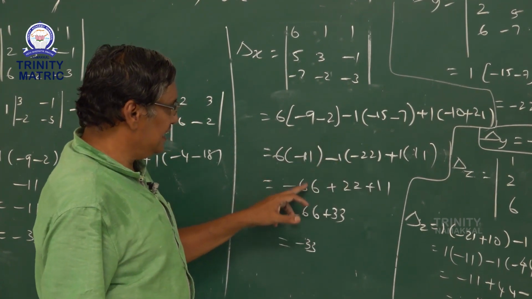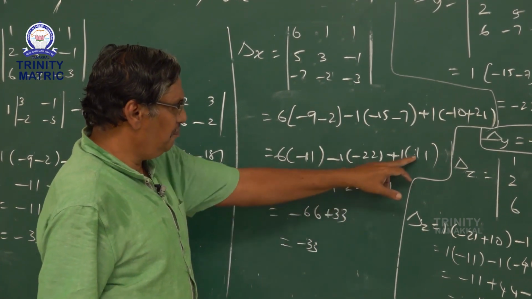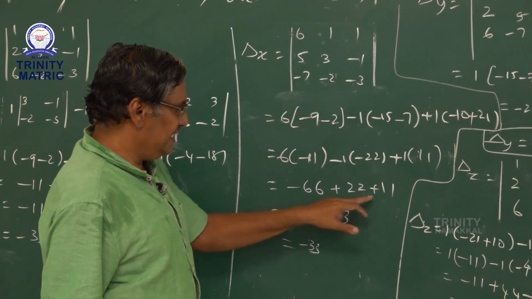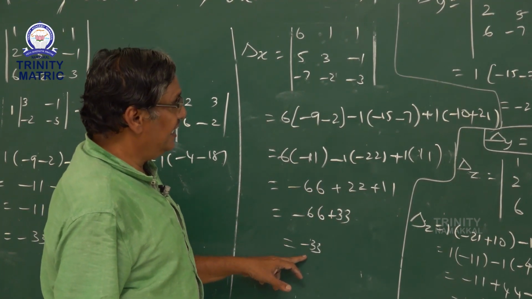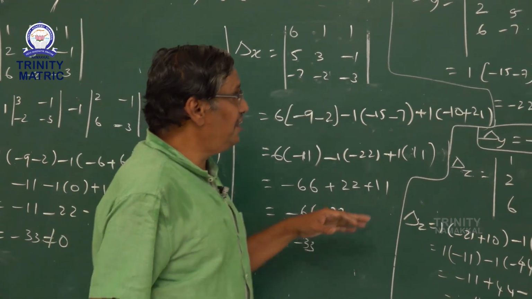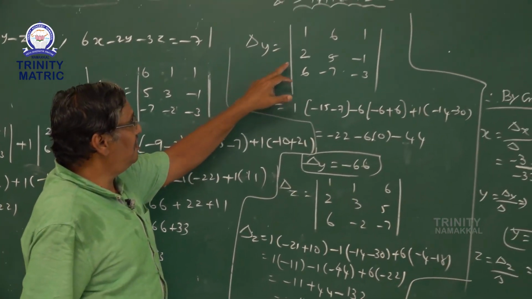Then multiply minus 6 plus 22 plus 11. You have to add this 33 minus 66. So minus 33. Likewise del y. For that what you have to do? You have to leave the coefficient of y.